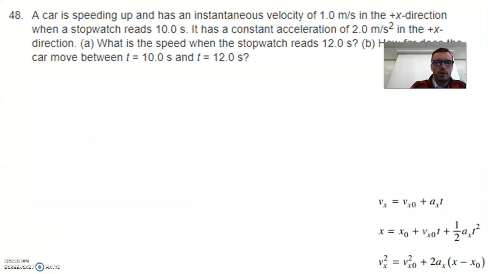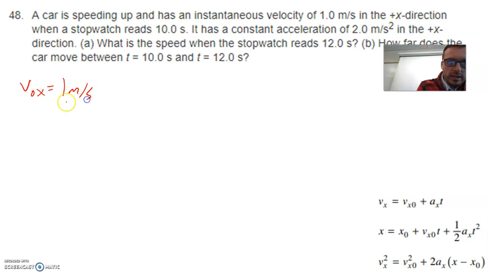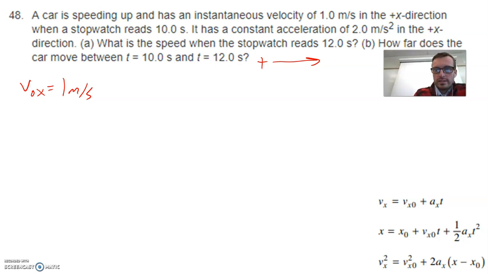Let's jump into it. A car is speeding up and has an instantaneous velocity of... All right, so we're at the beginning of the problem. That's going to be v initial x, 1 meter per second. And it's speeding up in the positive x direction, so we're looking at our coordinate system being right positive. When a stopwatch reads 10 seconds, it has a constant acceleration of 2 meters per second squared in the x direction. Question A says, what is the speed when the stopwatch reads 12 seconds? And question B says, how far does the car move between 10 and 12 seconds?